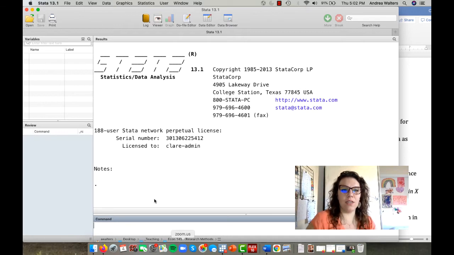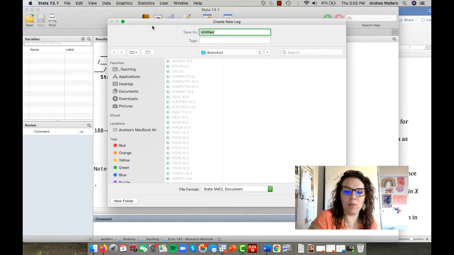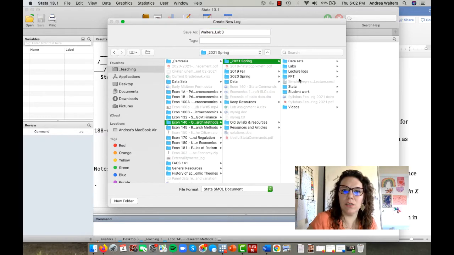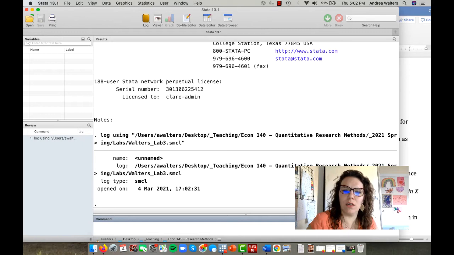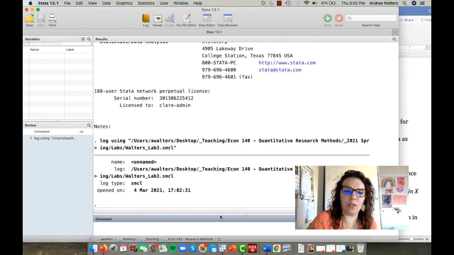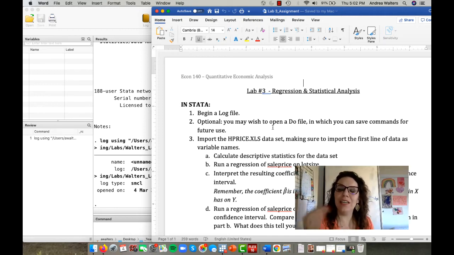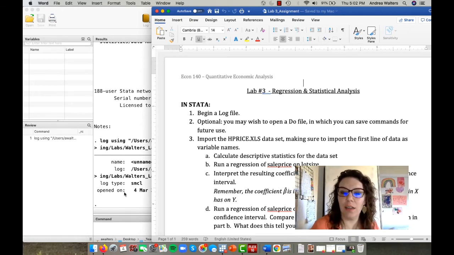Okay, so I've got my Stata here, and the first thing I want to do is begin the log. I'm going to name it with my last name and lab number 3, and put it somewhere where I'll be able to find it. Then the first step in the lab is, if you want to, open a do file. That's always something you can do, where you can save notes and commands for yourself, and things that you've done that you want to do again, especially as you start to get into more complex coding. It's a really useful tool.